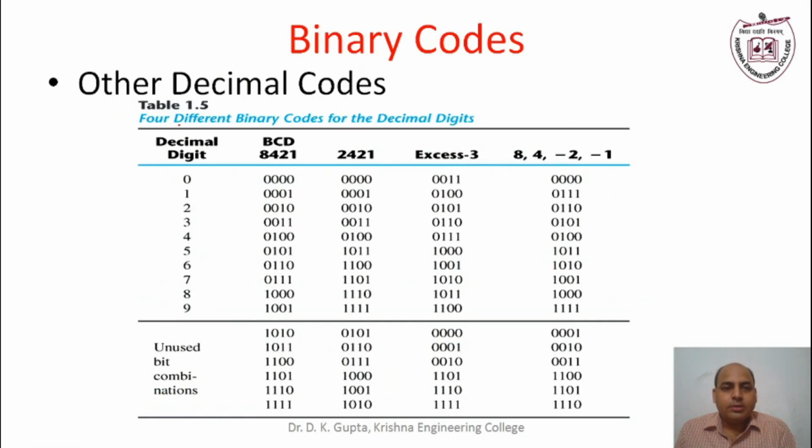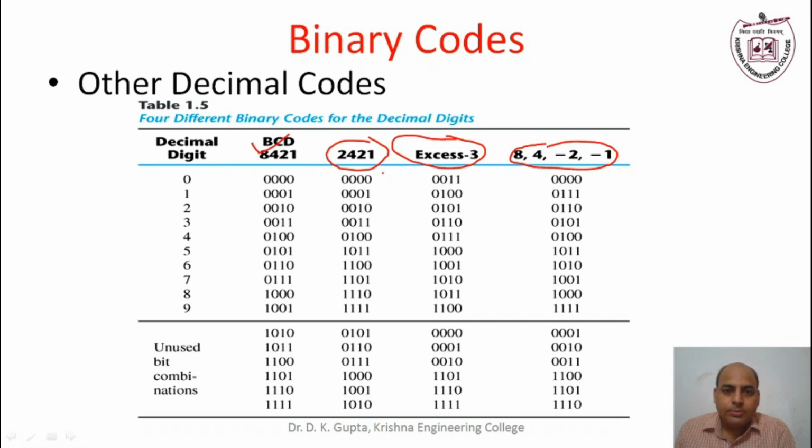Other BCD codes are there. So decimal 0 to 9 we have shown here. The BCD code 8421 is the same. Another code is the 2421 code. Another is the XS3 code, and the 84 minus 2 minus 1 code.